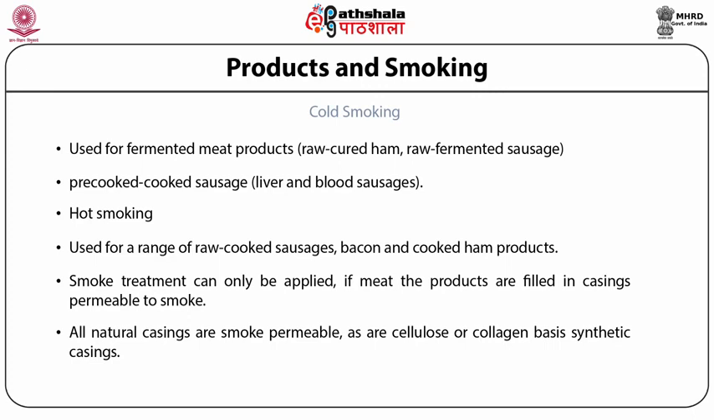This can be done by dipping in solution, showering outside the chamber, or atomization, that is, spraying inside the chamber. Polyamide or polyester based synthetic casings are not permeable to smoke. If smoke flavor is wanted for products in such casings, small quantities of suitable smoke flavor, dry or liquid, are added directly to the product mix during manufacture.